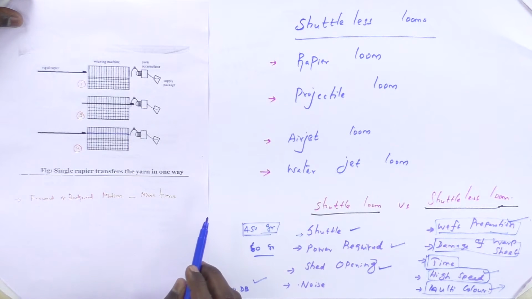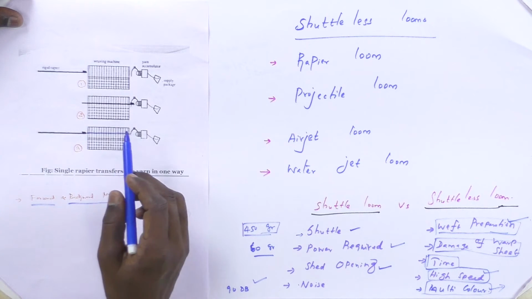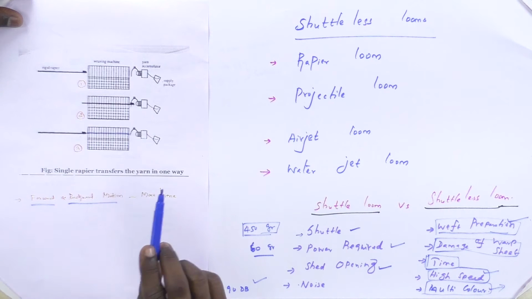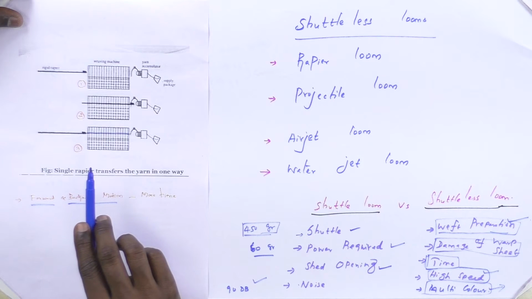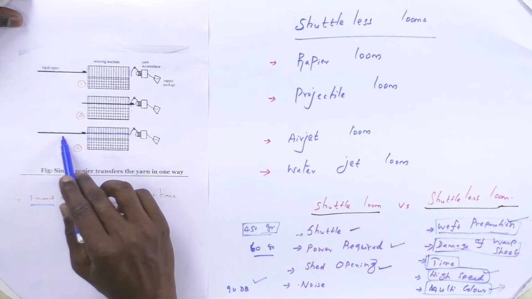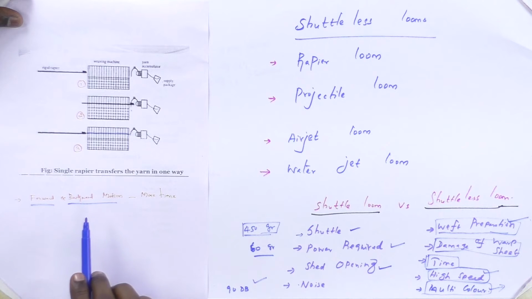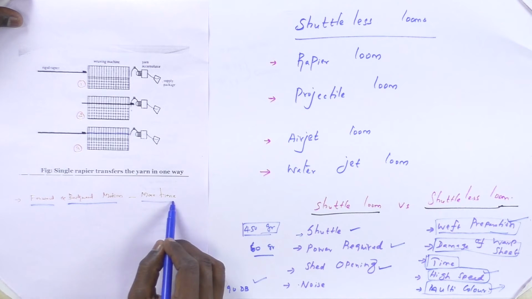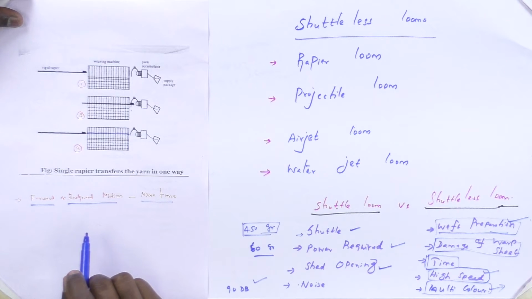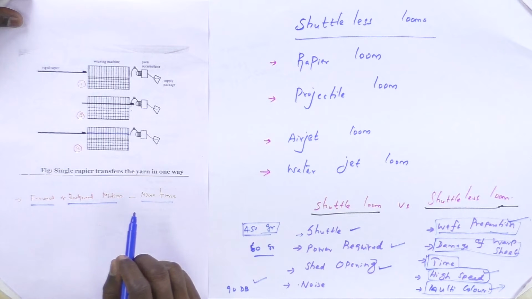So what is the main disadvantage of the single rapier? The forward and backward motion is carried out by a single rapier. The single rapier has to go up to the weft package, and again it comes to the original position. Both actions are done by only one rapier, so it requires more time when compared to a double rapier. This is the main disadvantage of single rapier looms.